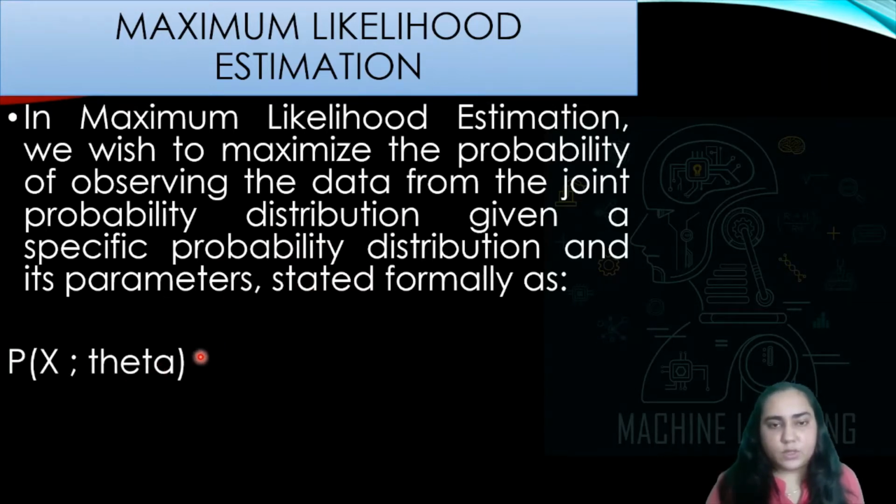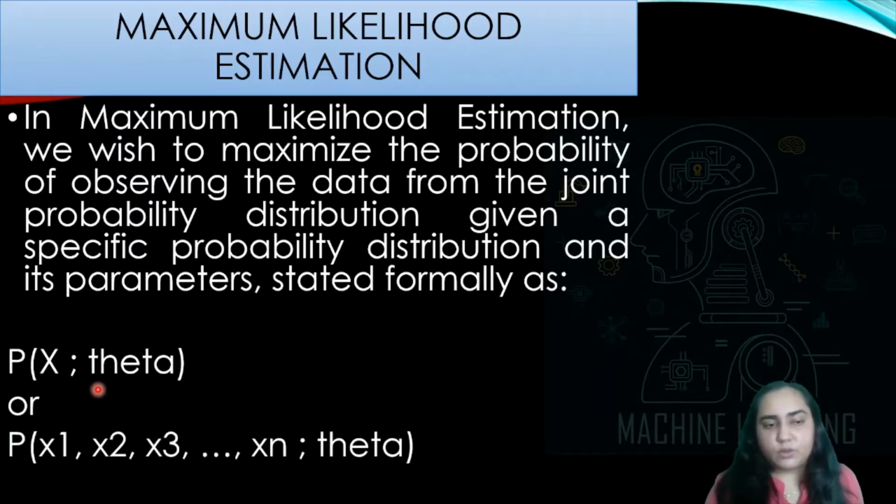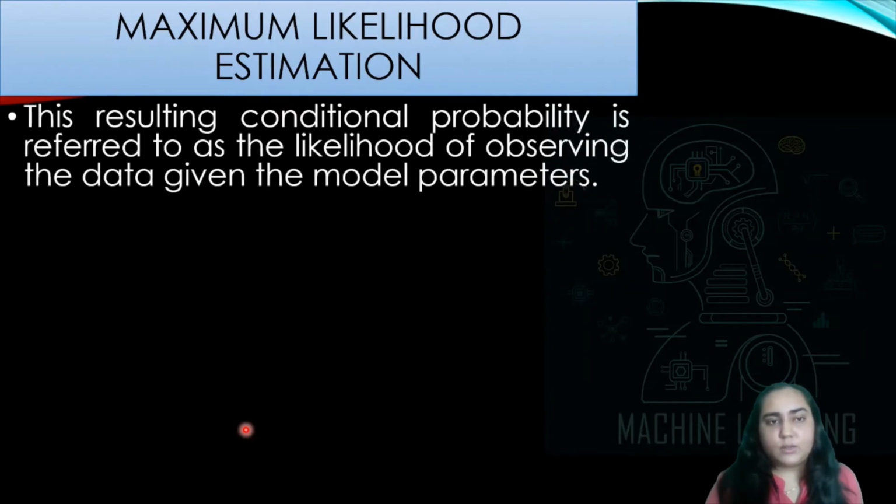This is what the formal statement looks like. It is P(X) or P(X | θ). Theta is the parameter you want to estimate. Or it could be written as P(x1, x2, x3, and so on up to xn | θ). So what you have to find out is this value of theta. A capital X is your data, so you could write capital X or you could write all the data points if you wish to. And let's take a look.